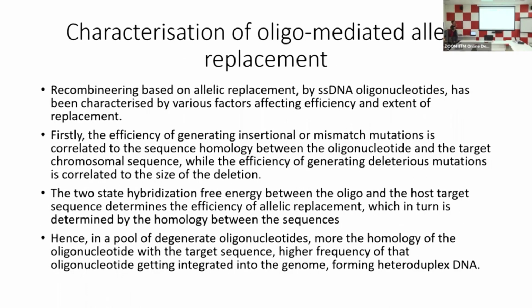Now, going into the specifics of how recombineering, or oligo-mediated allelic replacement, works: it has been characterized by various factors affecting the efficiency and extent of replacement. Firstly, the efficiency of replacement for mismatch mutations is correlated to the sequence homology, that is, the similarity between the sequences of the oligonucleotide and the target chromosomal sequence. But for deletion mutations, it is correlated to the size of the deletion. These are characterizations of how oligo-mediated allelic replacement works, and they were taken into account while designing the MAGE system.